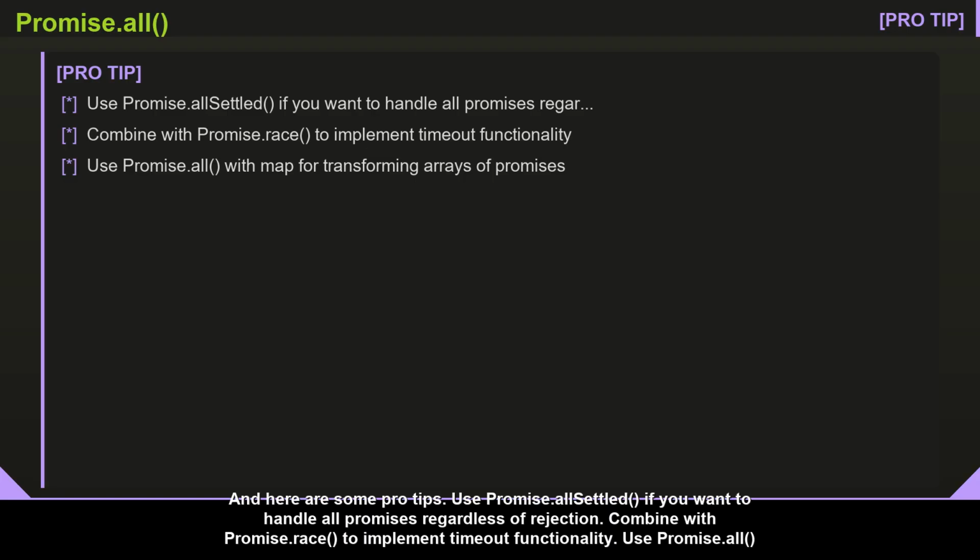And here are some pro tips. Use Promise.allSettled if you want to handle all promises regardless of rejection. Combine with Promise.race to implement timeout functionality. Use Promise.all with map for transforming arrays of promises.